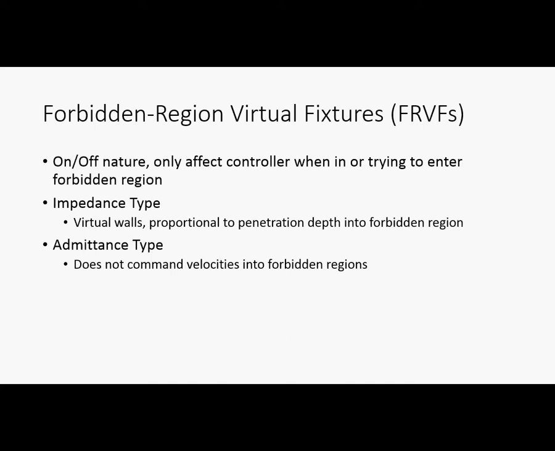For the admittance type, if you try to go into the forbidden region, it just does not recognize those velocities towards that region and just throws them out.